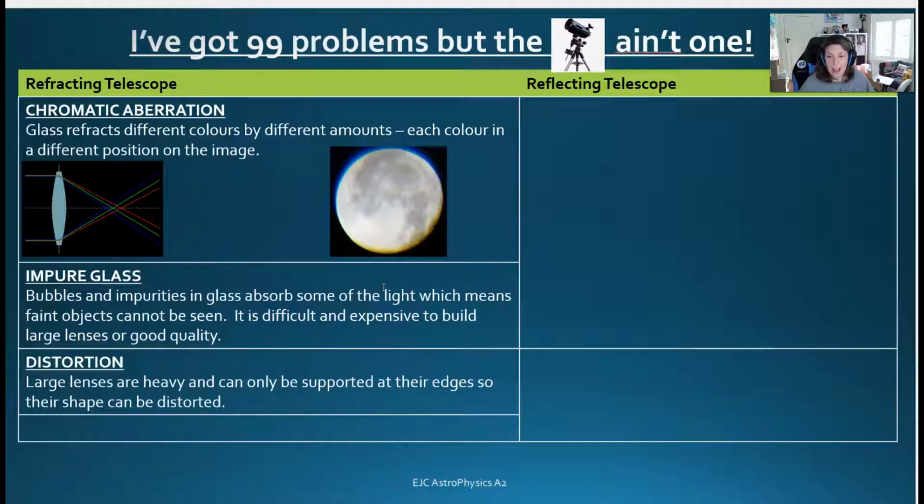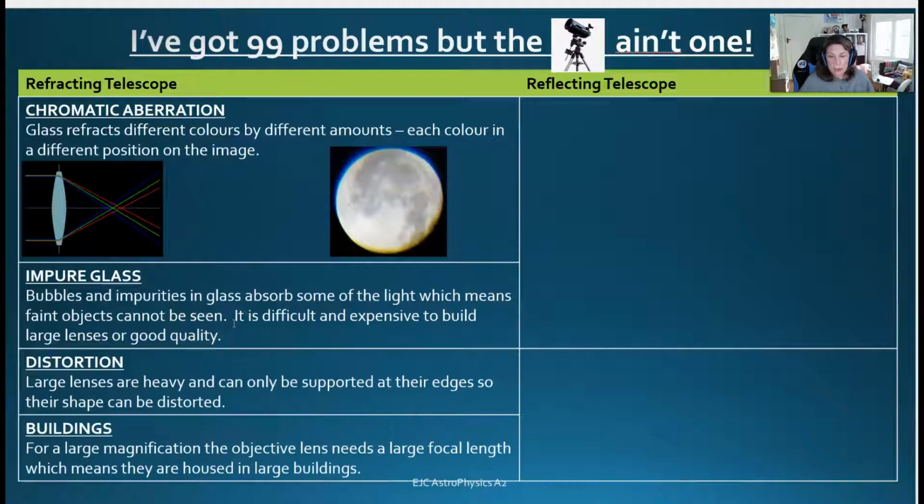Distortion. Large lenses are heavy and they can only be supported at their edges, so their shape can be distorted. Because you need the light to go through the center, you can't support them here. So because they're only supported around the outside, they sag. So that can lead them to get a distorted image.